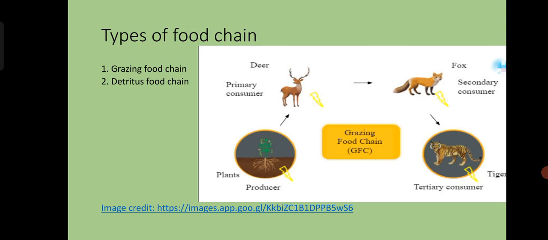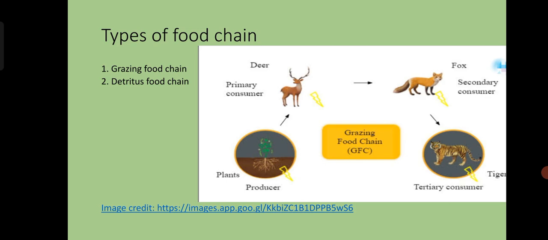The first one is grazing food chain and the second one is detritus food chain. So a grazing food chain starts with primary producers, plants or algae, and moves up to herbivores, primary consumers, and then to carnivores, secondary and higher level consumers. This is a common type of food chain in terrestrial and aquatic ecosystems.